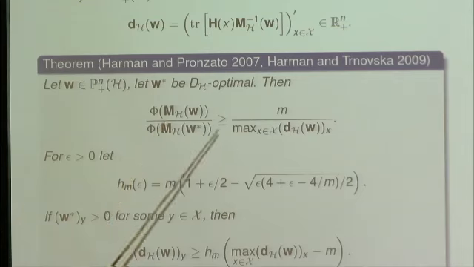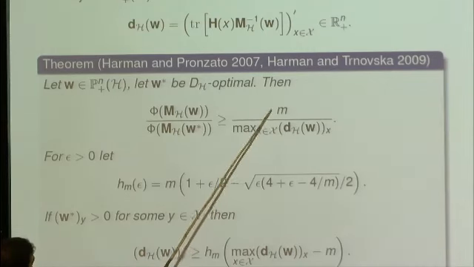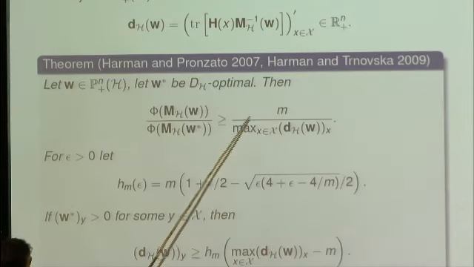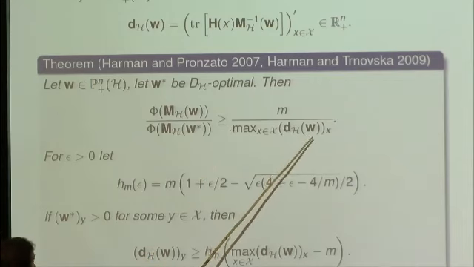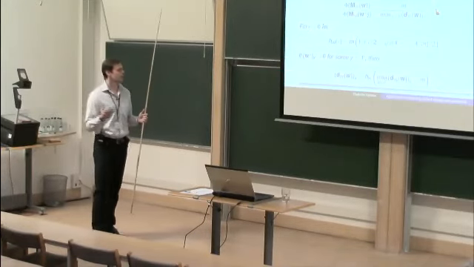Of course, this inequality immediately gives an equivalence theorem, because if this is satisfied, then the efficiency is 1, that is, W is D optimal, DH optimal, if and only if this ratio is 1, that is, if and only if the maximum of this variance function, variance vector, is equal to m. So it immediately implies the equivalence theorem.